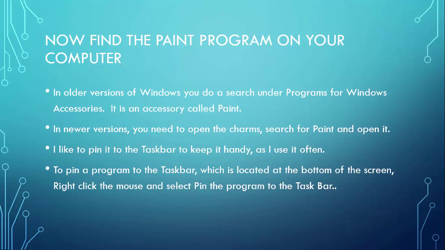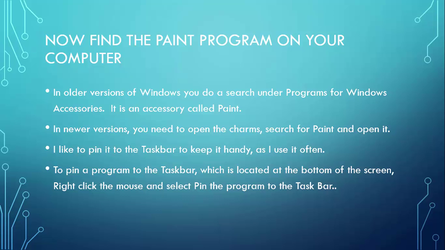Now find your Paint program on your computer. It can be located in two areas. You can search under Programs if you have Windows 7. It will be located in the Windows Accessories folder called Paint. In newer versions like Windows 8 or 10, you will be looking for the Charm area and the search tool in Charms. You will have to search for Paint and open it.